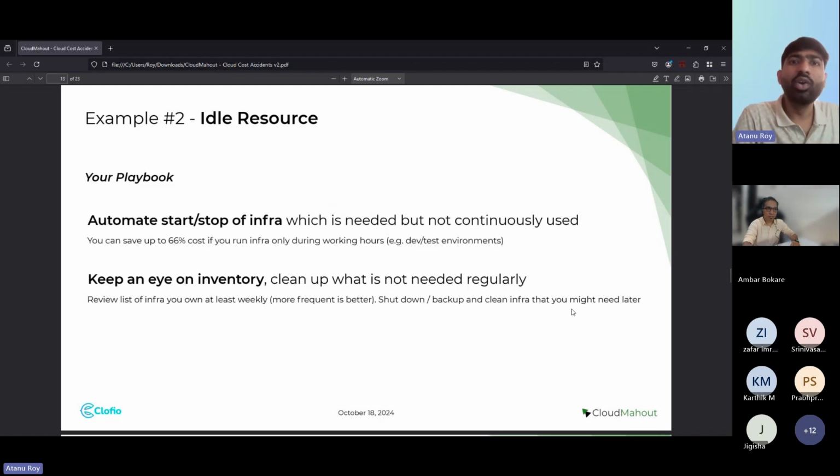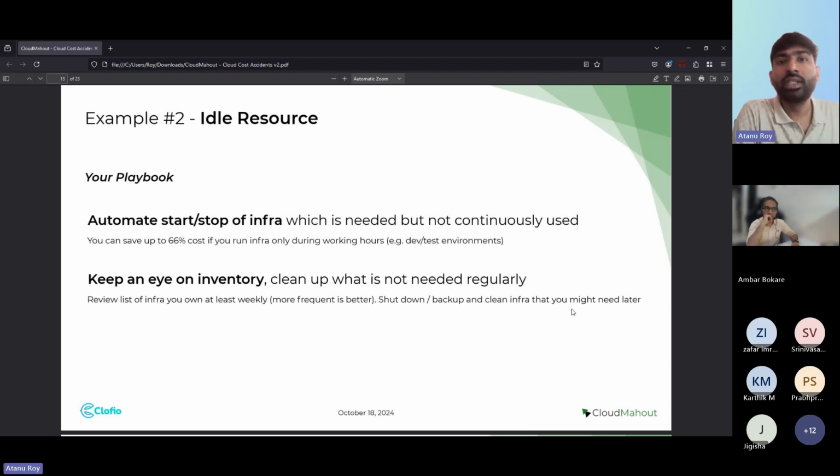So let's take a look at your playbook, right? What you can do about tackling idle resources. A very large part of your idle resource consumption will be contributed by dev and test infrastructure, right? These are big fat infrastructure which you use only during your work hours, right? Morning 9 a.m. I log in, I start using the infrastructure. Maybe in the evening 5 or 6 I log out. Till next day morning, the resource is sitting idle. Over the weekend, the resource is sitting idle.